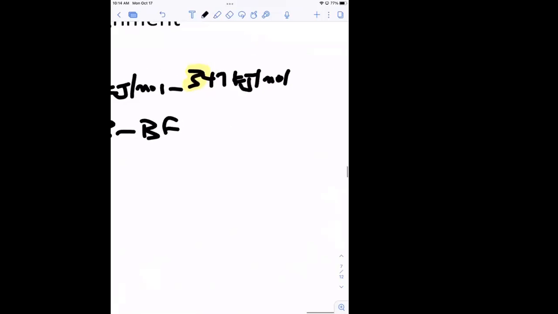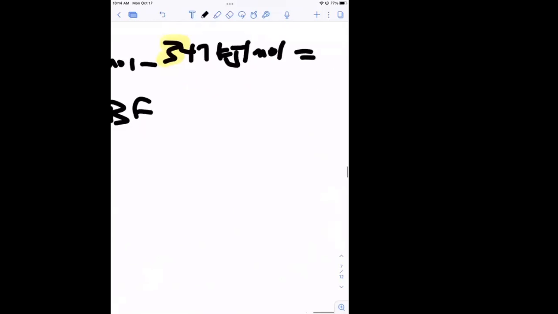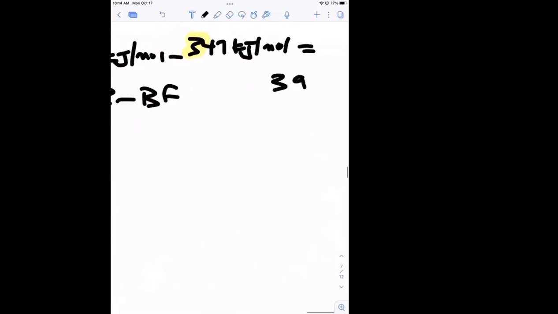We can already see that this is going to be an endo or exothermic process. Endothermic, because the delta H is going to be a positive number. What is that? 404? No, that's like 390. 394. Yeah, 394. My bad. Positive 394. That's a lot.